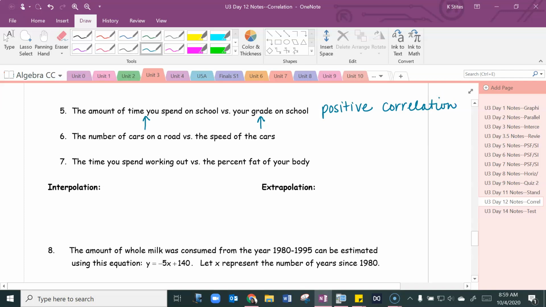Number of cars on a road versus the speed of the cars. Think about traffic, okay, or rush hour when you have a whole bunch of cars. When you have a whole bunch of cars on the road, you tend to just be not really moving anywhere. So speed would go down. Arrows are going opposite direction, so this would be negative correlation.